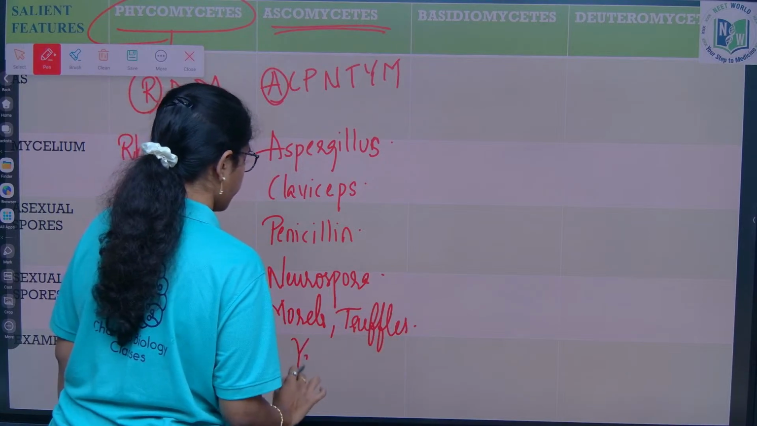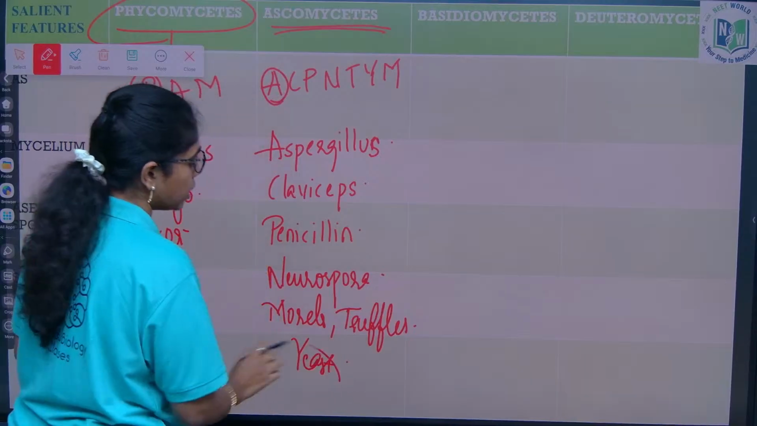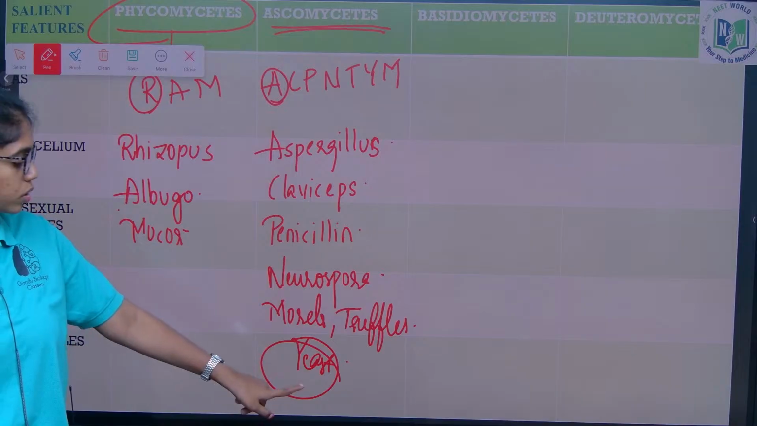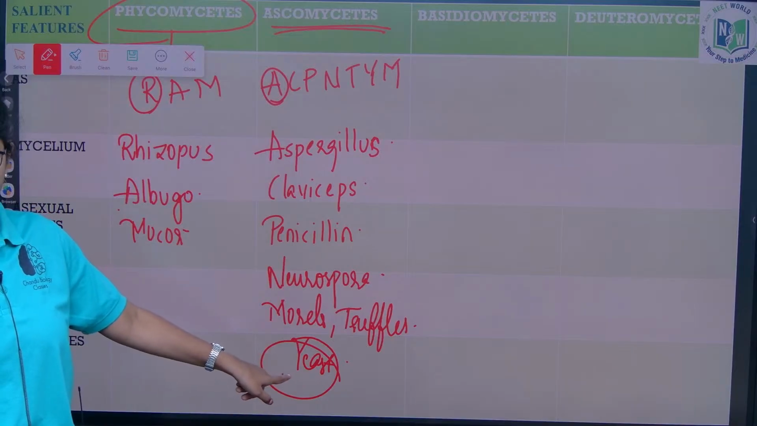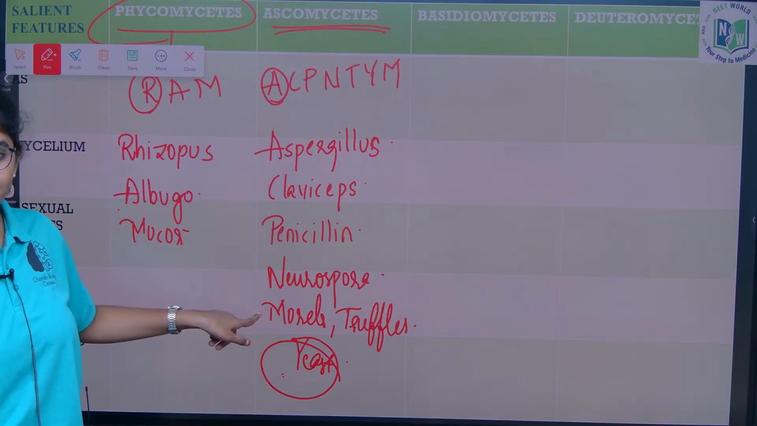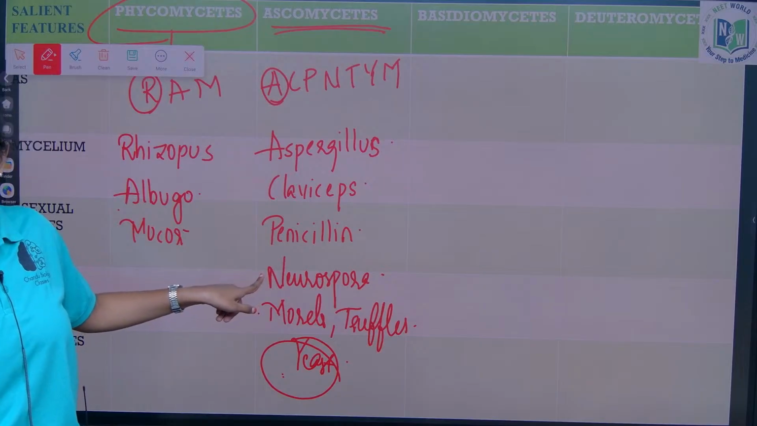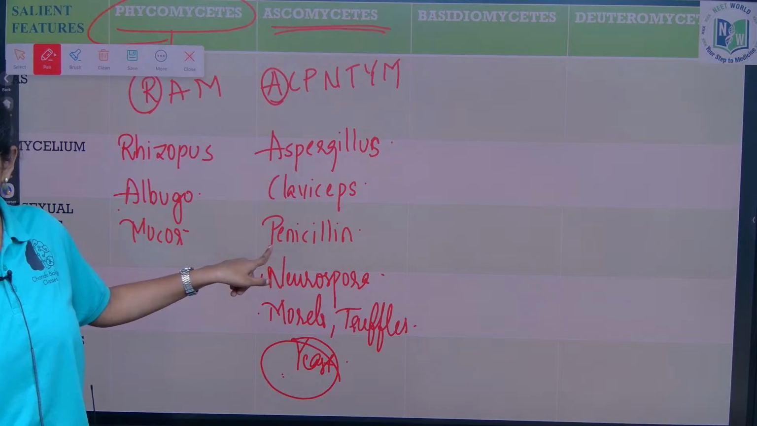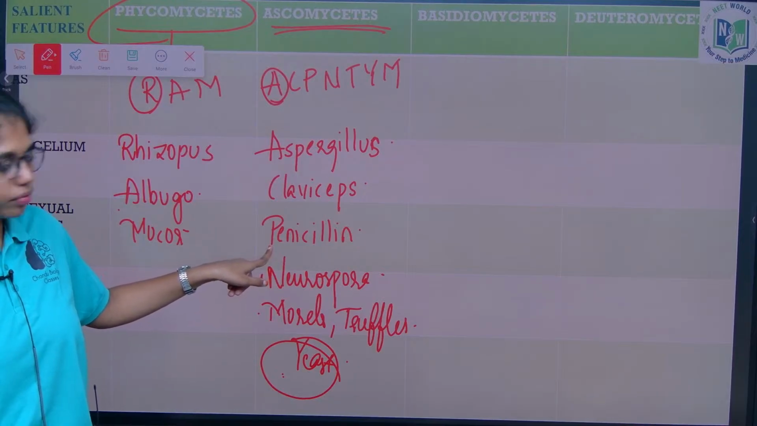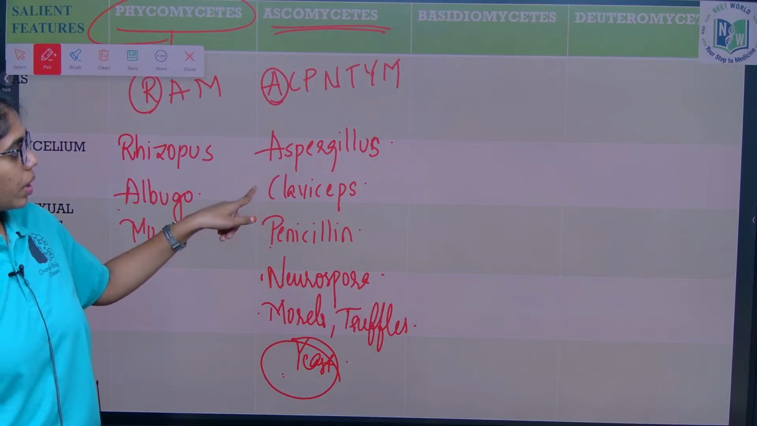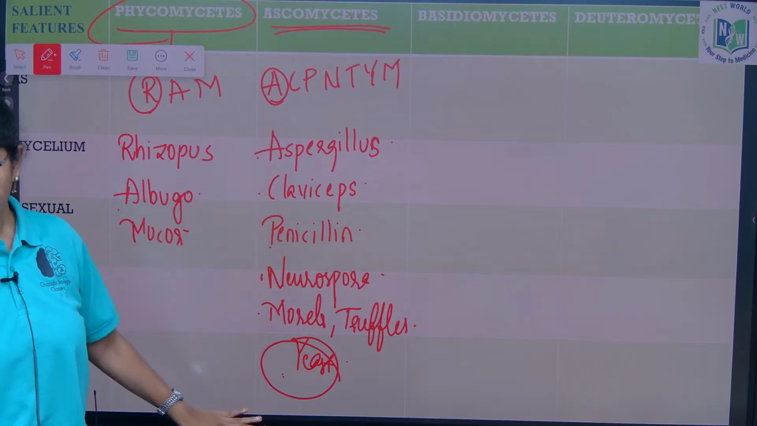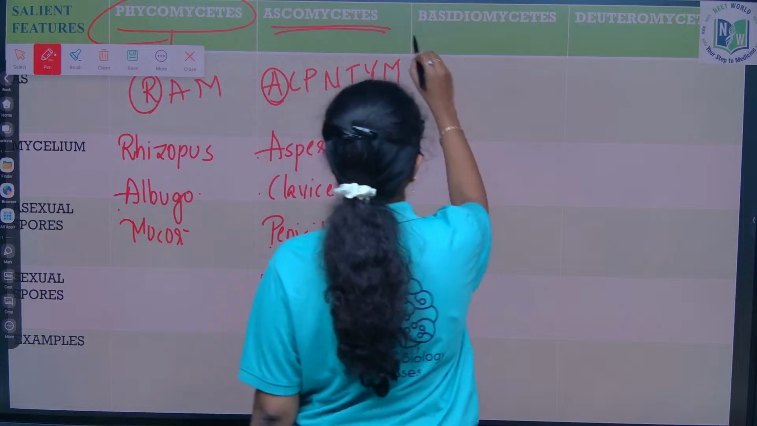Yeast. So amongst this, yeast is used both in brewing industries and baking industries. It is also called brewer's yeast or baker's yeast. Morels and truffles are edible. Neurospora is used in genetic work in the laboratories. Penicillium is the first antibiotic that was observed, Penicillium notatum. And Claviceps, Aspergillus. Okay, clear? Fine. Next, basidiomycetes.